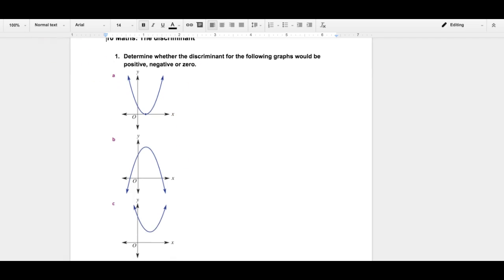The first one is: determine whether the discriminant for the following graphs would be positive, negative, or 0. It doesn't matter whether your graph is positive or negative, it's what it's doing on the x-axis. So this one here has one solution. Remember, if it has one solution, your discriminant is equal to 0.